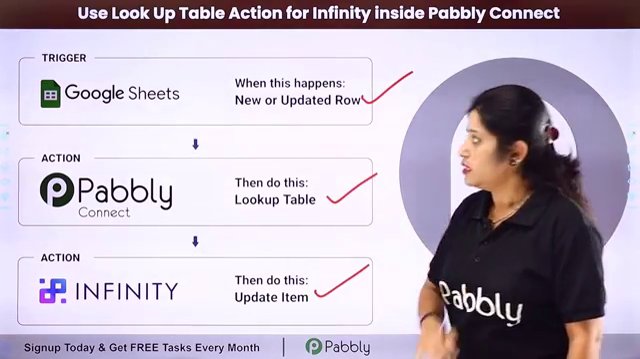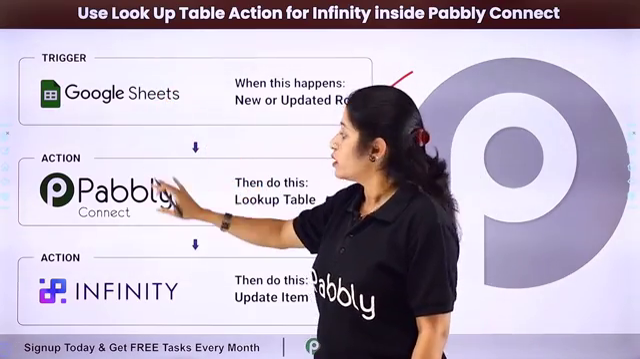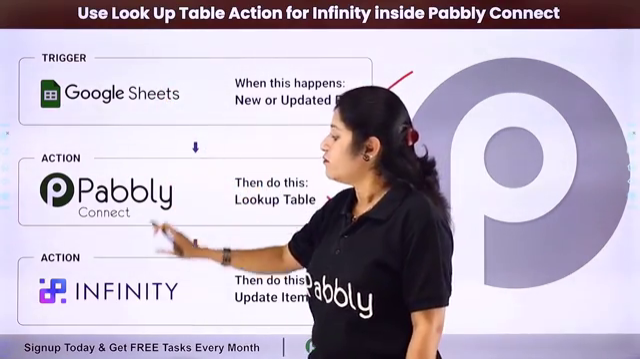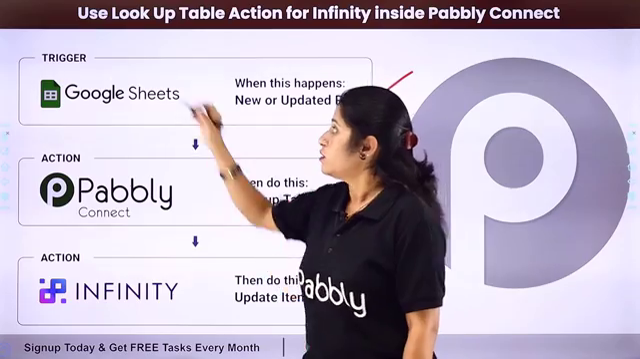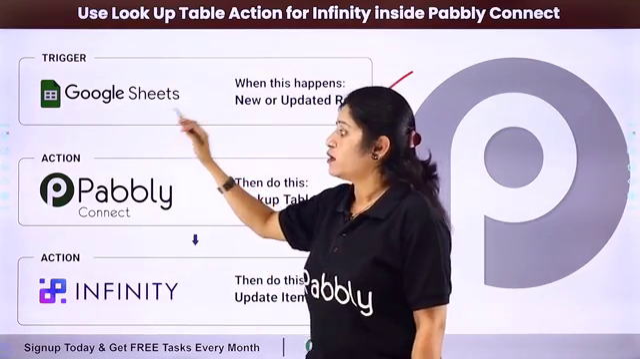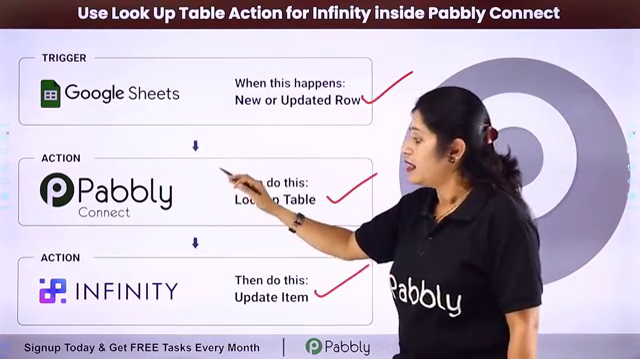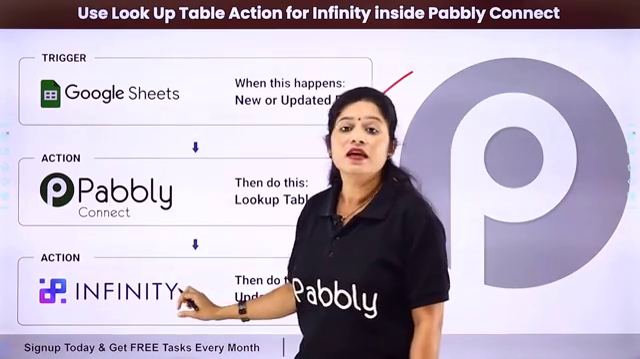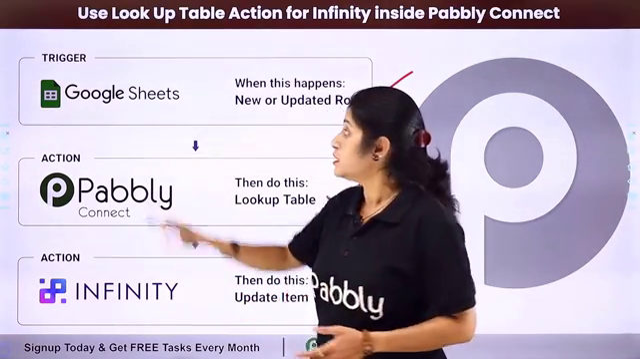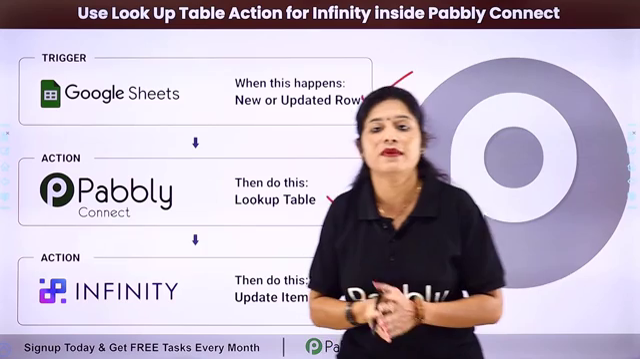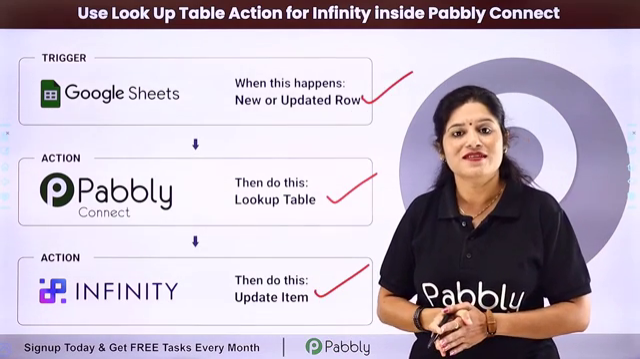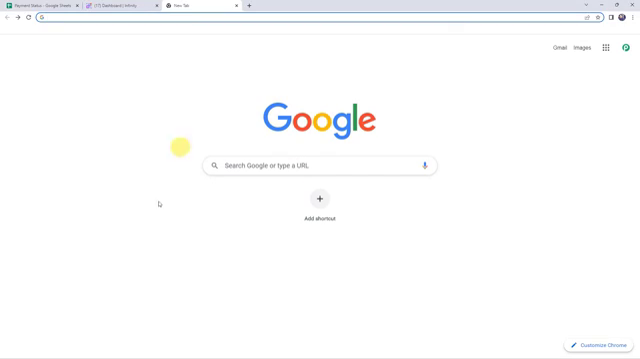For that, you need to integrate your Google Sheets with the lookup table feature of Pabbly Connect and then with Infinity also. So here your trigger application would be Google Sheets, your action application would be lookup table, and the other action step would be Infinity. So how can you integrate all these applications using Pabbly Connect? For that, you need to come to my screen. So welcome to my screen.